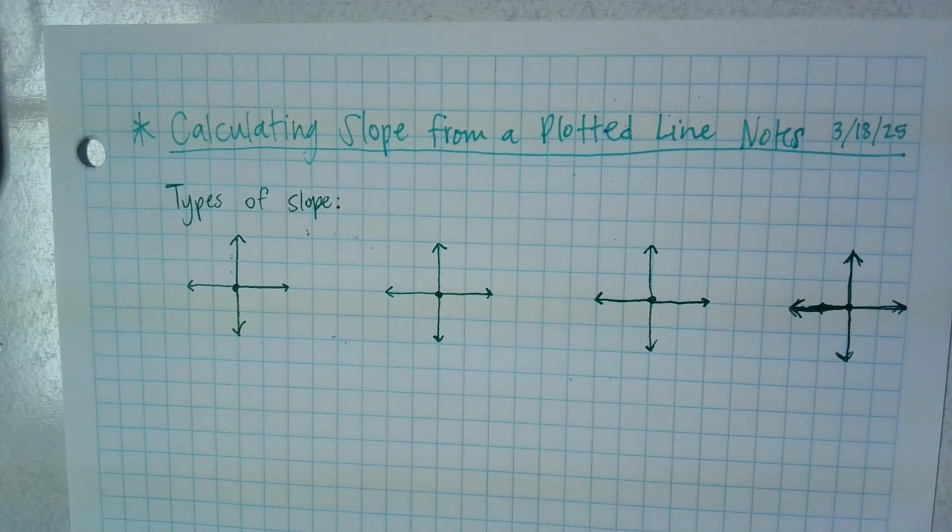Today is calculating slope from a plotted line. So you're going to use your knowledge of how to plot a point. We're going to plot a couple points, draw a line to connect those points, and then calculate what's called slope. Slope is about steepness, how steep a line is, kind of like how steep a hill is outside.